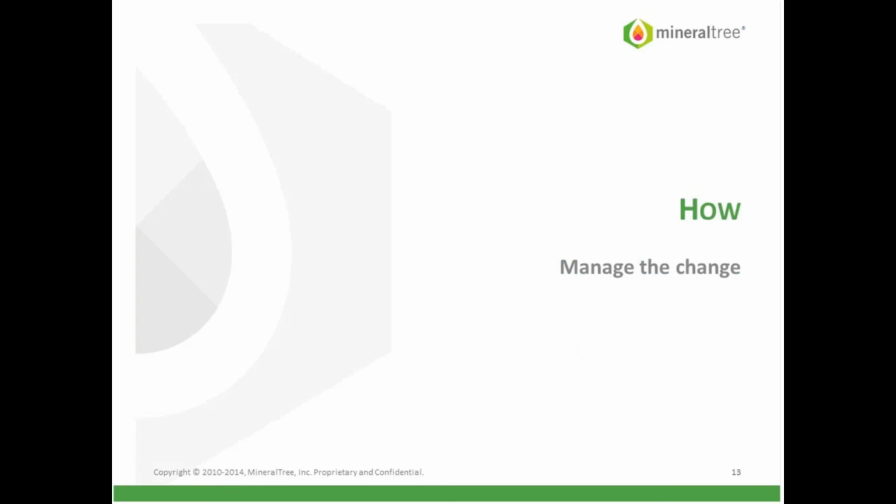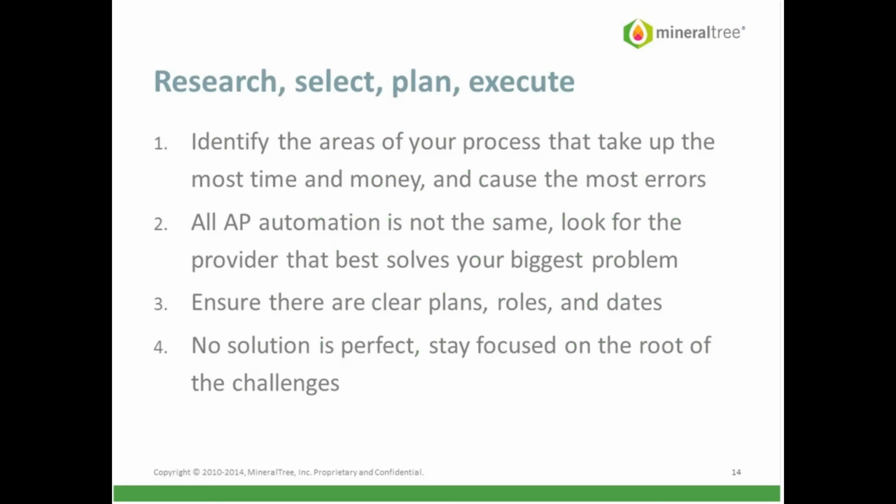So how do we go about managing that change? Well, it's a basic process of: do your research, select a solution, plan out what you're going to do to get it rolled out, and then, of course, execute. And one of the things we'll get into shortly is how to identify the areas that are costing you the most time and money. And certainly not all AP solutions or AP automation solutions are the same. We'll review a little bit the different types of products that are out there.